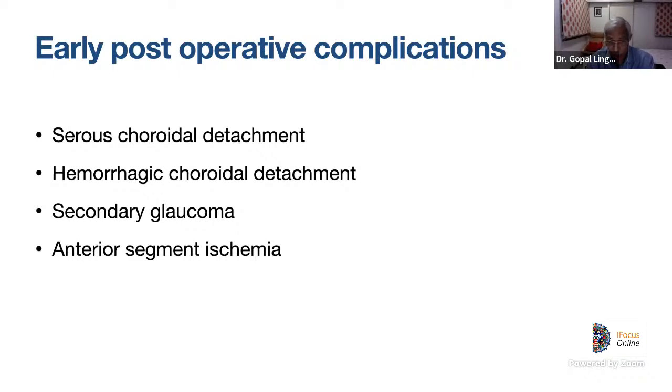Anterior segment ischemia can have two ends of the spectrum. You can have cases presenting with secondary glaucoma or cases leading into hypotony, depending upon how much of the ciliary body is insulted by the ischemia.